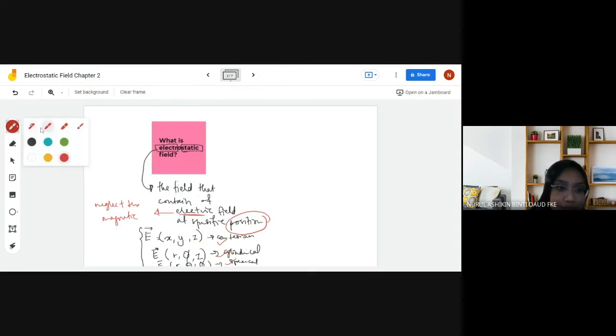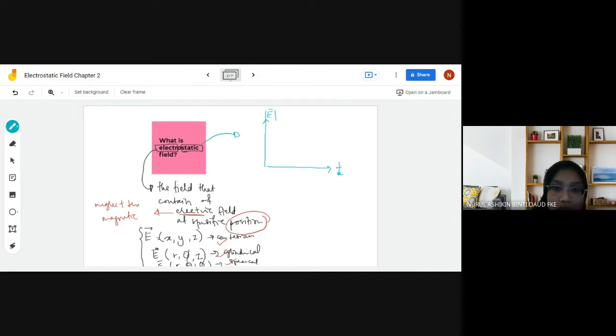What is static? Okay, so what is static? Static is referring to the fact that usually electric field is with respect to time. So let's draw an axis here, where this is the electric field, the magnitude here, and this is the time. So this graph is showing the electric field with respect to time.